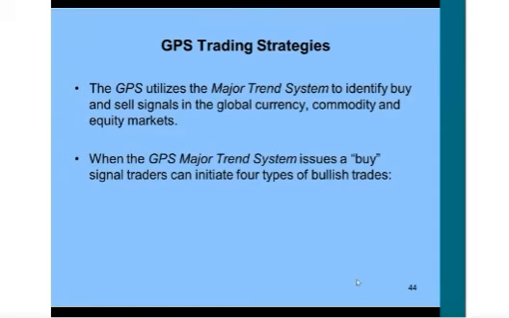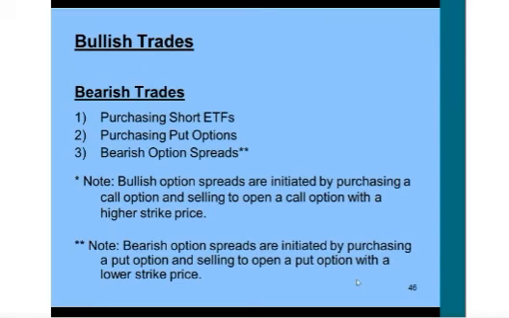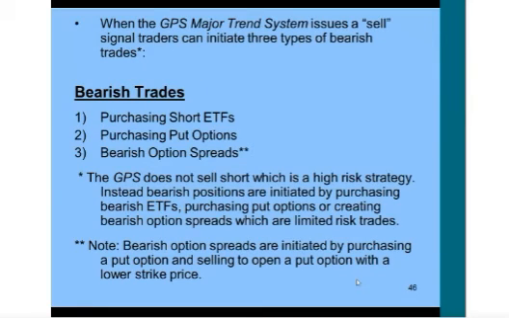So once we identify ETFs that are in a buy mode, there are 4 different types of trades we can take. We can purchase the ETF, purchase call options on the ETF. We can do covered calls and bullish option spreads. And if the major trend system is on a sell signal, we can purchase short ETFs, and I'll show you some examples of that shortly. We can purchase put options, and we can also do bearish option spreads.